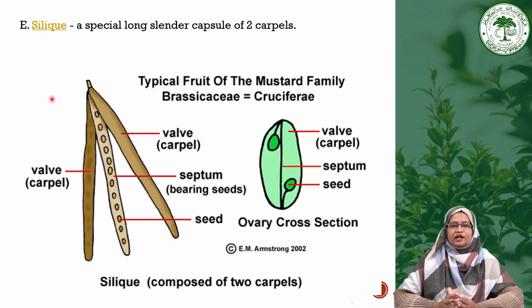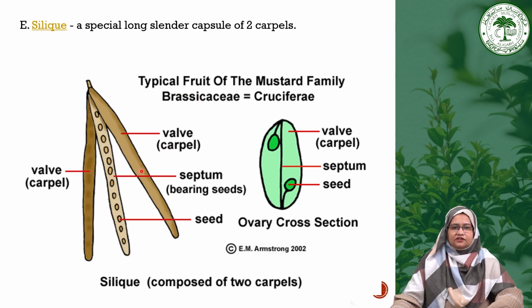Then another type of dry fruit example is siliqua. This is a special long slender type of capsule made up of 2 carpels. As you can see, it is made up of 2 carpels which dehisce by 2 different walls. This one is the first and this one is the second, and this one is the septum that separates the 2 locular ovary. So this is a typical fruit of the mustard family, or Brassicaceae family.